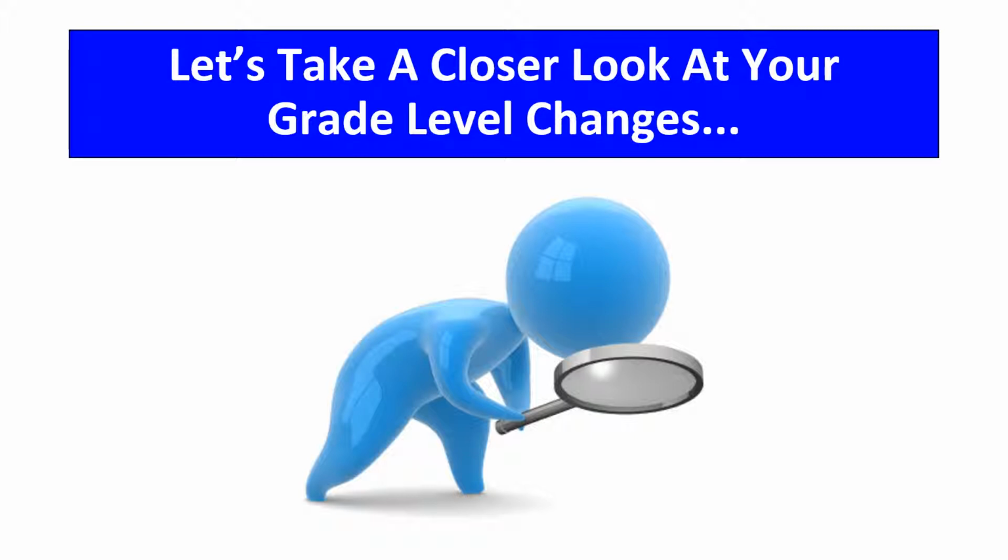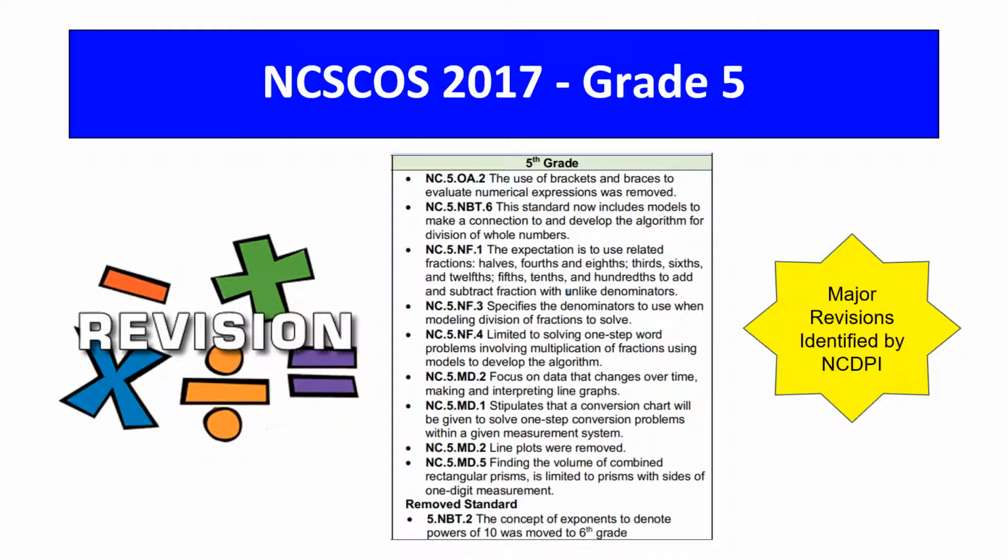Now we are going to take a closer look at changes in your grade level. NCDPI has highlighted major changes to your grade level content standards as shown in the table. Major changes in 5th grade are as follows. Students no longer need to use the grouping symbols, brackets, and braces. Students now connect strategies for division to the U.S. Standard Algorithm for Division. Students are only expected to add and subtract fractions and mixed numbers in related fractions. Students are only expected to solve one-step word problems involving multiplication of fractions.